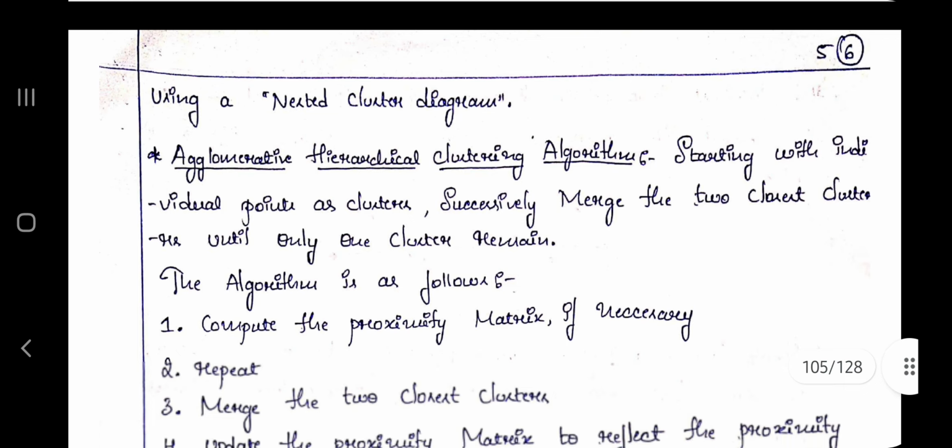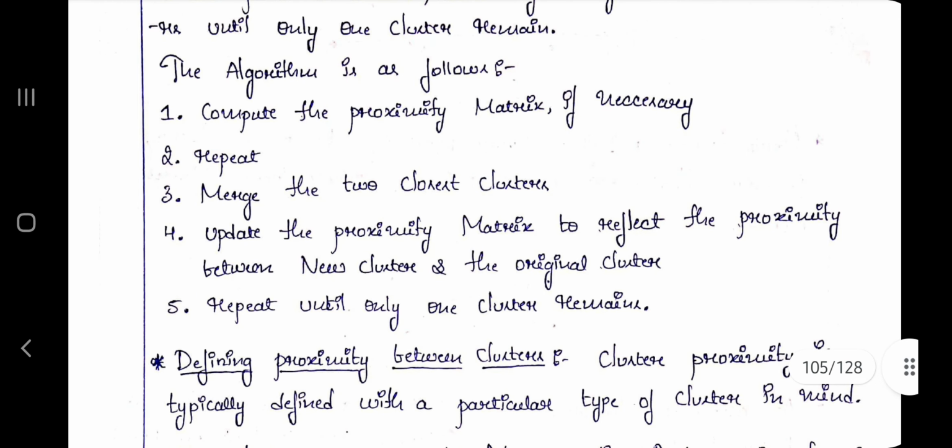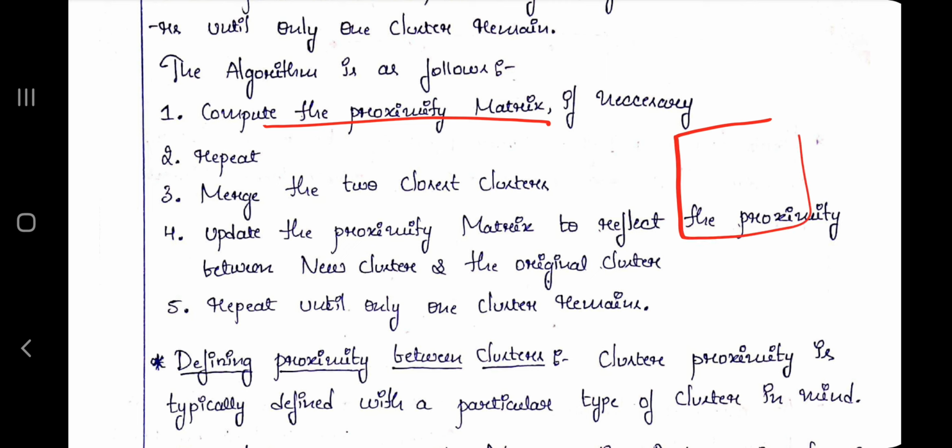Then we have the algorithm. These are discussed in a separate video. Basically, what happens is you compute the proximity matrix, meaning how close the elements are to each other; that matrix will be computed.